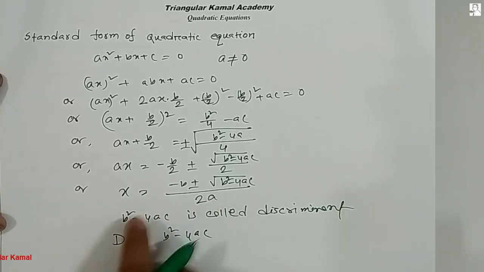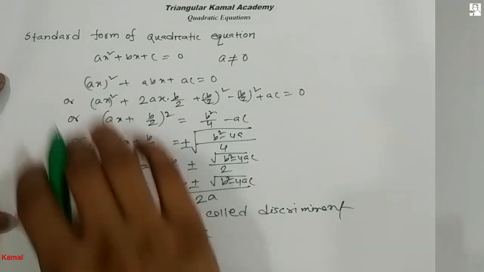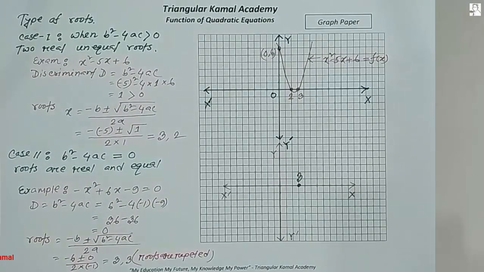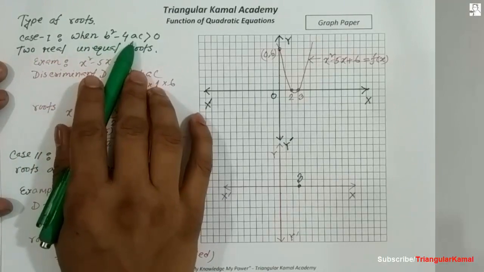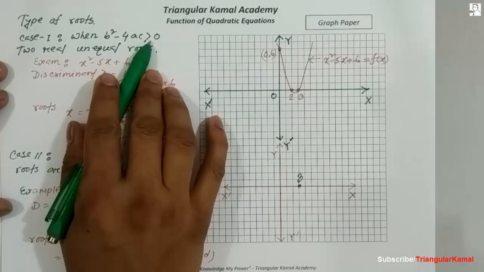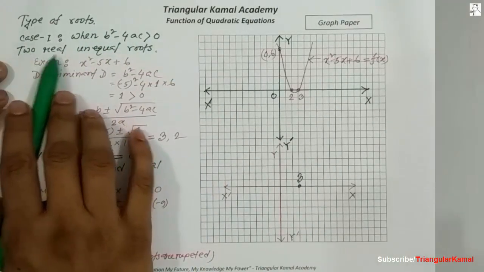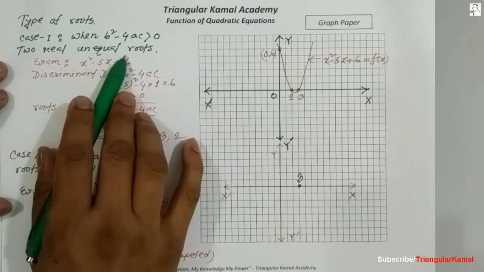Now we will discuss the different types of quadratic equations. Okay, if b square minus 4ac is greater than 0 for the quadratic equation, we will get two roots, and both are real and unequal.